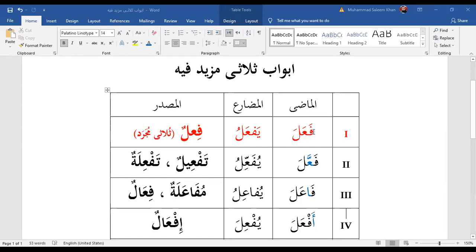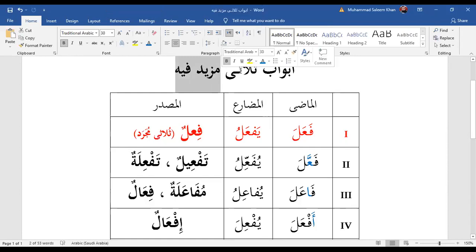As we can see here, we have fa'ala. So we have fa, which is number 1, ain is number 2, and lam is number 3. So these have 3 root letters, and we call them the first group, group number 1. Group number 1 belongs to the verbs that have 3 root letters. Then we have the verbs that have more than 3 root letters. We call them abwab thulathi mazid fi. Mazid fi, yani, something has been added. The addition has been made, and then they have more than 3 root letters.